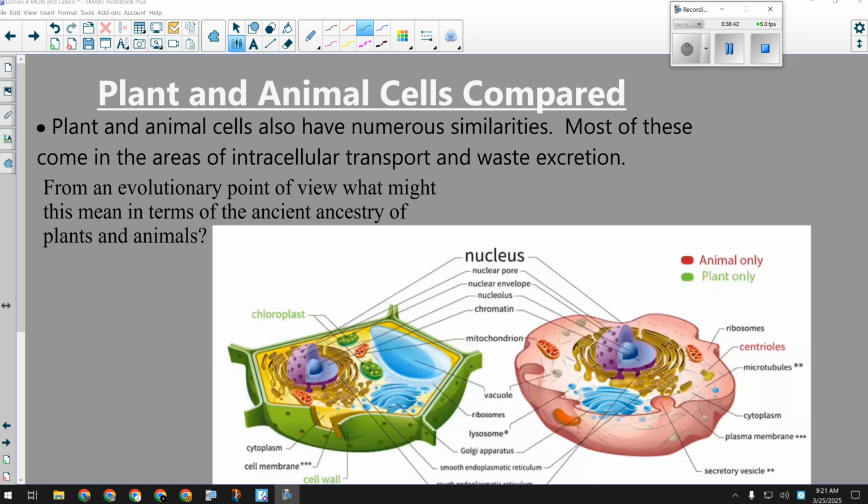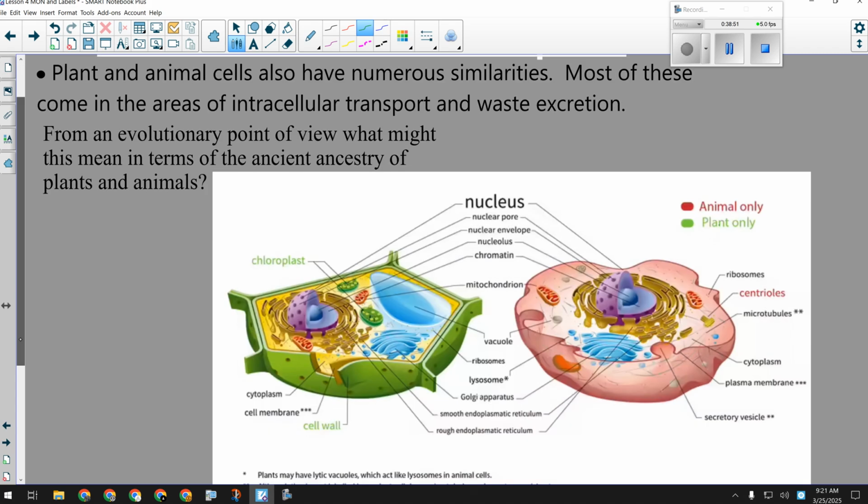But what we need to notice is that the stuff in black is all the same. The stuff in green is plant cell only. Even the water vacuole, because it's a little bit different, should really be green. Chloroplast and cell wall, those are definitely plant only. Water vacuole should be plant only. But then when we're looking at the animal cell, we've got centrioles. That's animal only. The lysosome should also be in red. It's animal only.